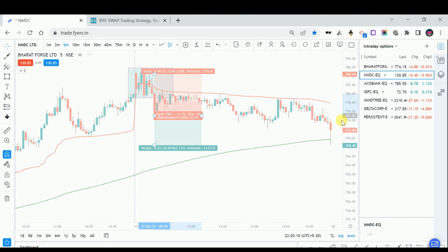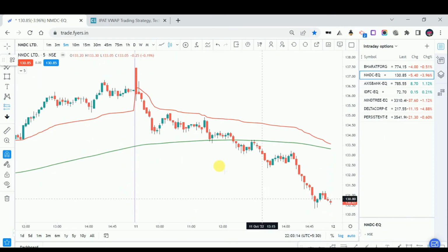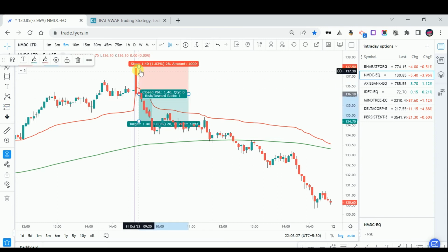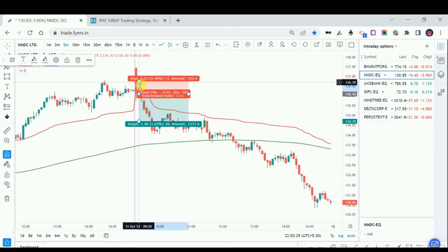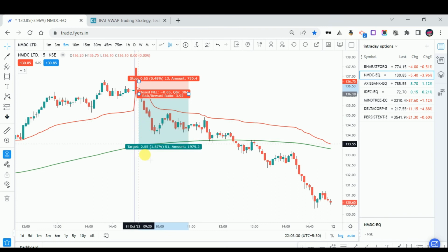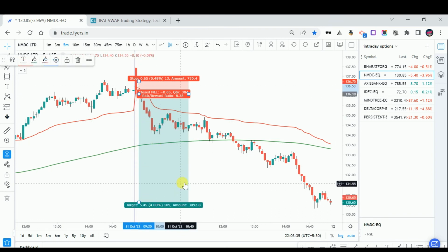Second one is NMDC. So as you can see, in the very next candle itself, we have got the third entry type, which is a rejection entry. It has created the inverted hammer. So you could have entered at the low of this candle, put the stop loss at the high of this candle, and you could have got around 1:8 trade.